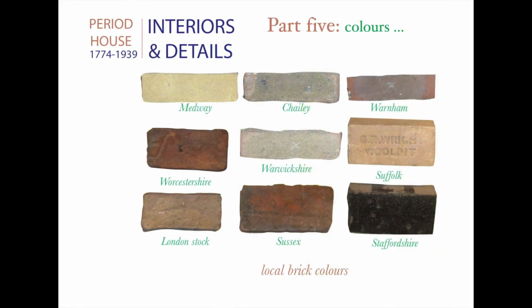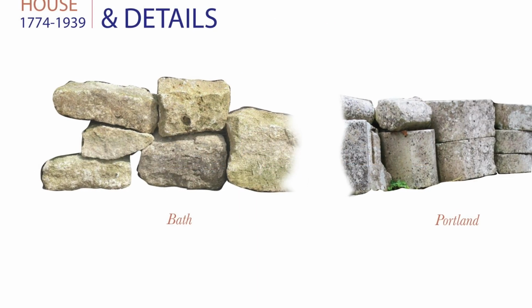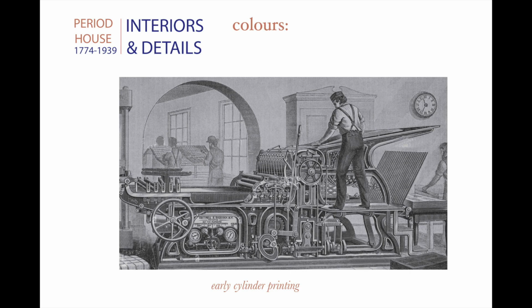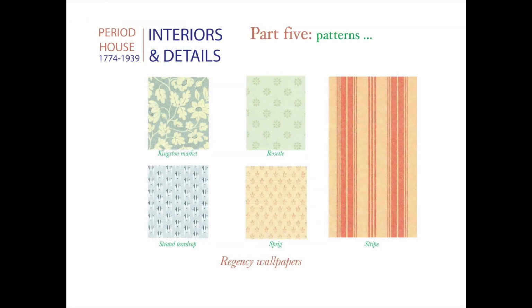Bricks were made locally, so varied in colour rather than being subject to fashion. Naturally, stone also differed in colour, for example Bath or Portland. Regency and early Victorian fabric and wallpaper production changed as it was mechanised. New techniques such as cylinder printing turned out patterns such as Kingston Market.